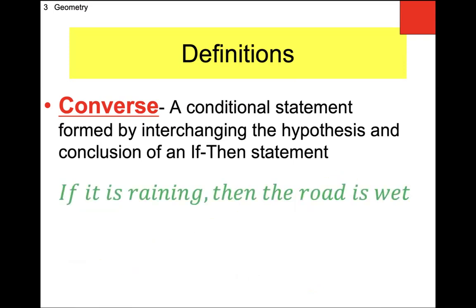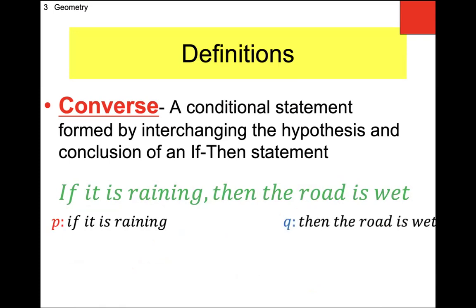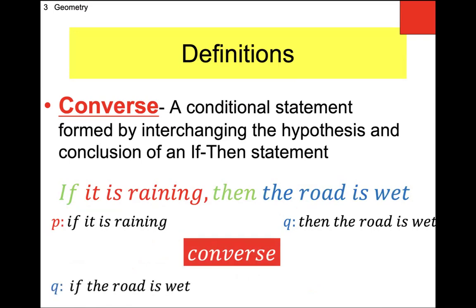What's an example? Here was our previous statement: if it's raining, then the road is wet. And we said that if it is raining is the hypothesis, then the road is wet. So if we swap those around, I'm leaving the words if and then, I'm just swapping the other words. So this would be the converse: if the road is wet, then it's raining.